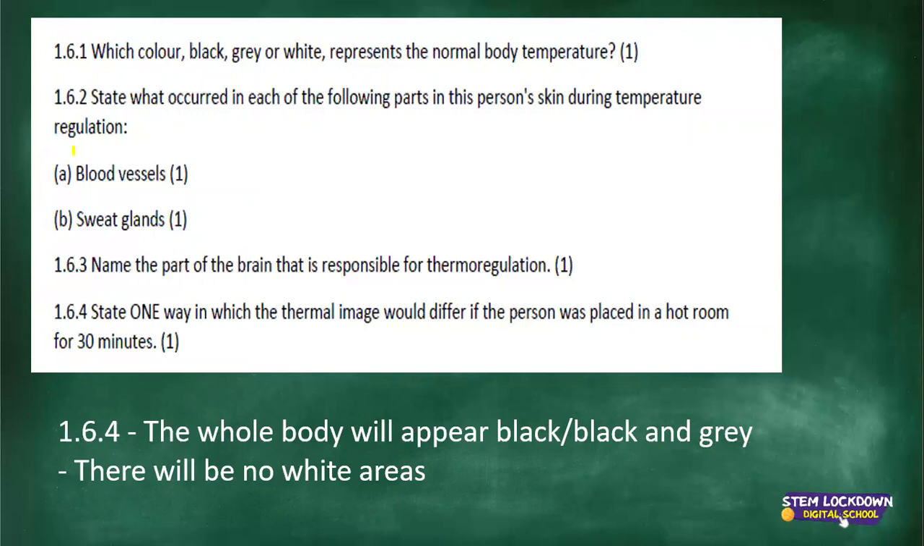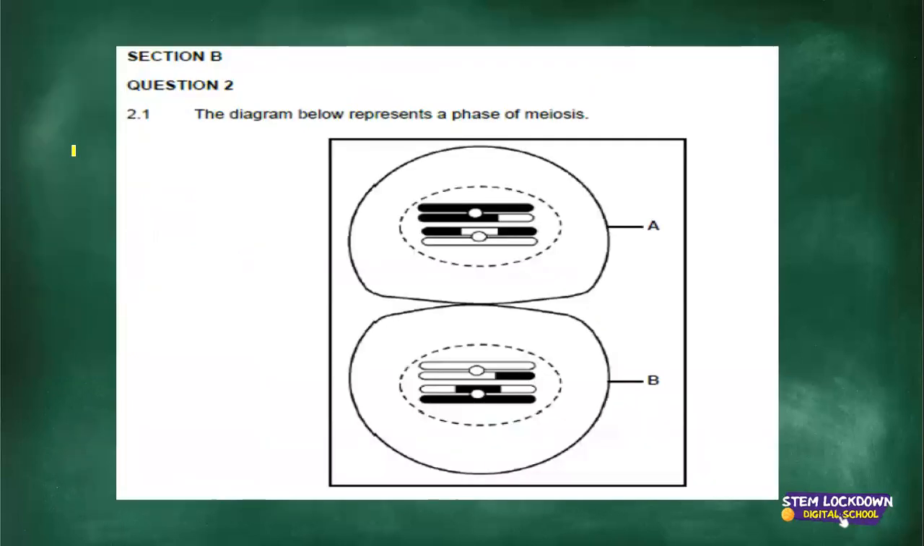So the whole body will indicate either black, which is the normal body temperature, or black and gray, meaning some parts would be just a little less hot than the others. But there wouldn't be any white, because white indicates the very, very low temperature. So that was the topic on thermoregulation. If you are struggling a bit to follow there, go review the videos we have. We taught the topic thermoregulation this term, and you can get up to speed.